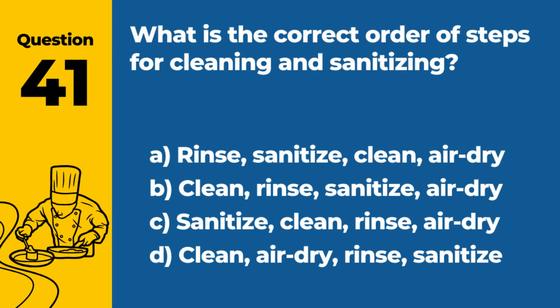What is the correct order of steps for cleaning and sanitizing? A. Rinse, sanitize, clean, air dry. B. Clean, rinse, sanitize, air dry. C. Sanitize, clean, rinse, air dry. D. Clean, air dry, rinse, sanitize. Answer: B. Clean, rinse, sanitize, air dry. The correct order of steps for cleaning and sanitizing is to clean, rinse, sanitize, and then allow to air dry.